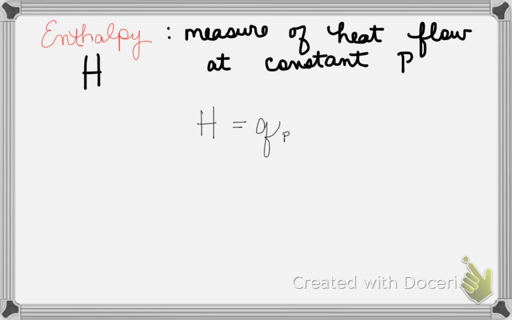How do you know if you're at constant pressure? Anytime you carry an experiment out in the lab and it's in an open beaker, Erlenmeyer flask, test tube, whatever, as long as the container is open, you are at constant pressure. Does that make sense to you?